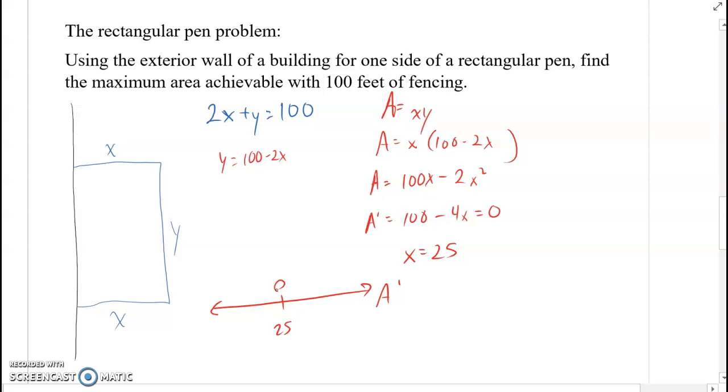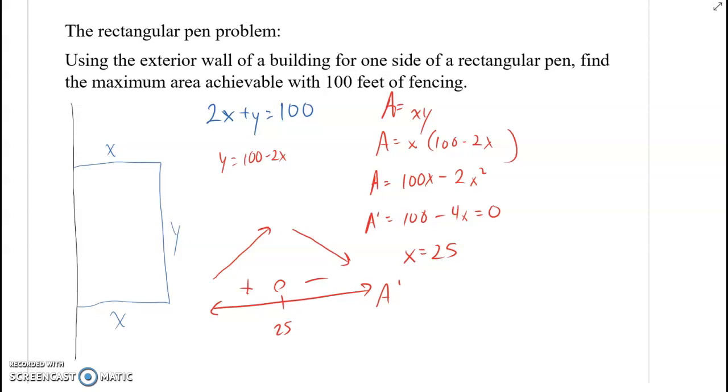If x is less than 25, then we have 100 minus a small number, which would make A prime positive. And then if x is a very big number, then it's 100 minus a big number, and then we'll get a negative value. So our area is increasing until we get to an x value of 25, and then it starts decreasing. So if we are interested in when the area is a maximum, we are interested in when x equals 25.